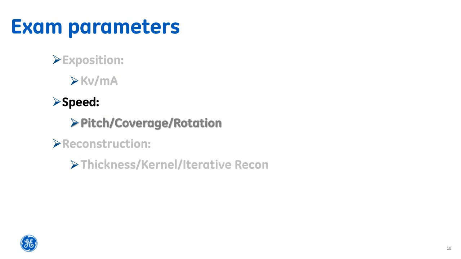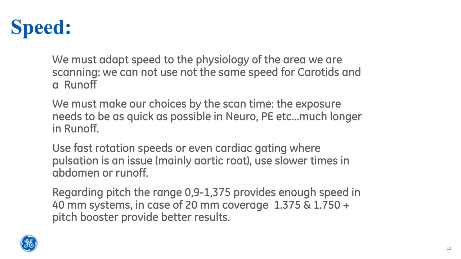If we look at the speed, which is the pitch, coverage and rotation of the scan, we need to adapt the speed of the scan in accordance to the physiology of the area that we're scanning. So if we're scanning carotids, we need to have a far faster acquisition time than if we were imaging the aorta, because the arterial supply to the carotid is far quicker than if we're looking just at the aorta. We need to make our choices by scan time.